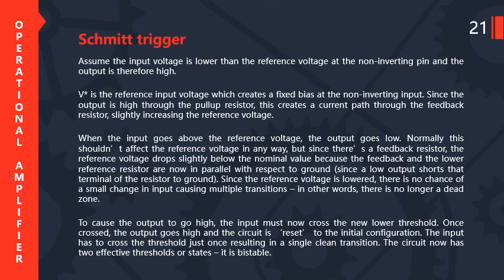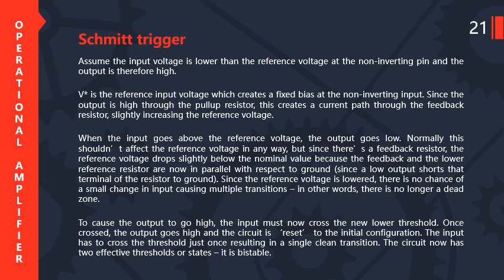Normally, this shouldn't affect the reference voltage in any way. But since there's a feedback resistor, the reference voltage drops slightly below the normal value because of the feedback, and the lower reference resistor and feedback resistor are now in parallel with respect to the ground. Since the reference voltage is lowered, a small change in input no longer causes multiple transitions. In other words, there is no longer a dead zone.